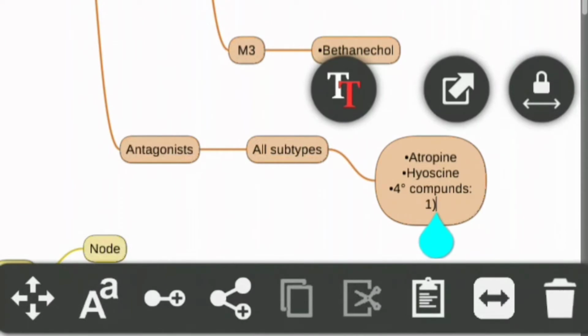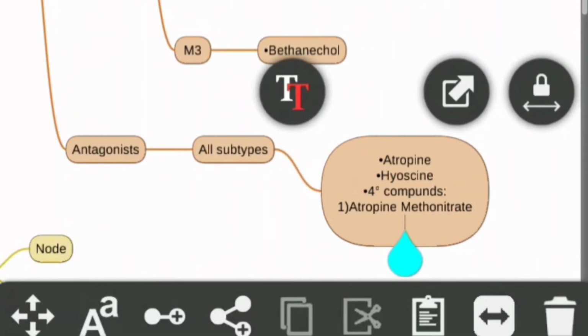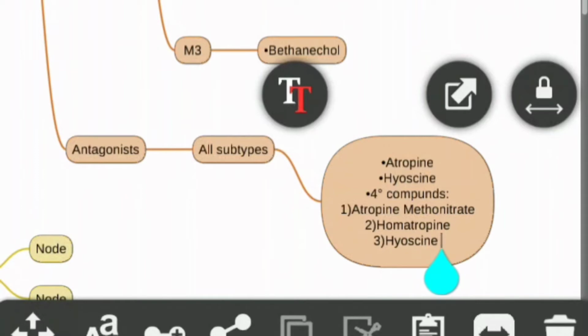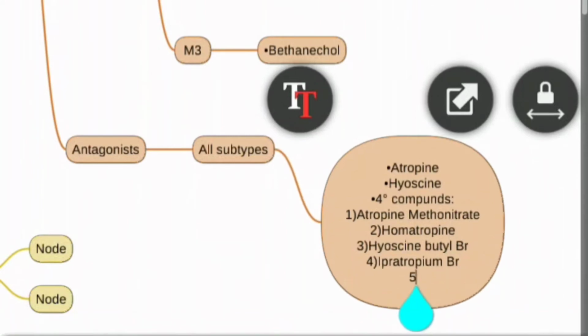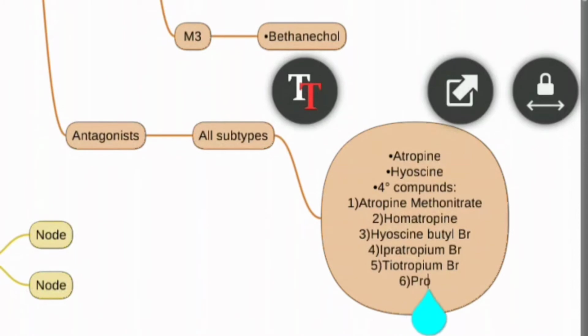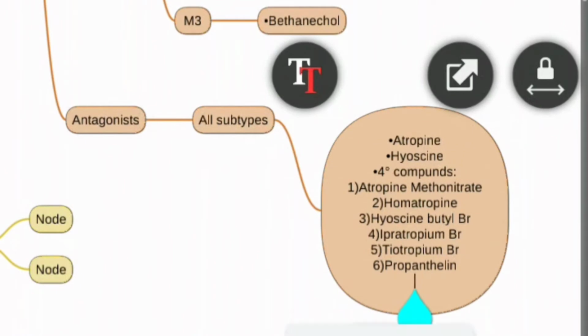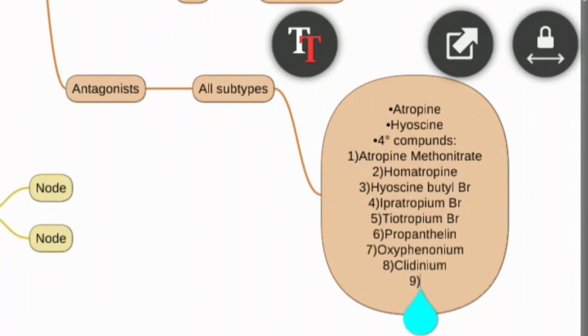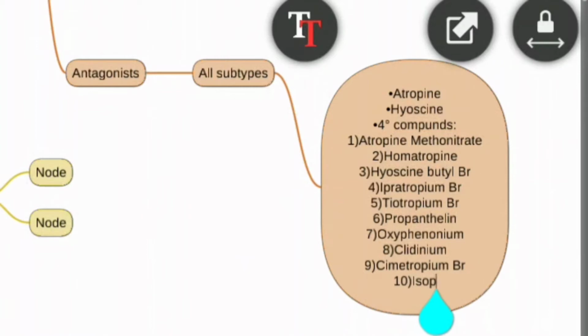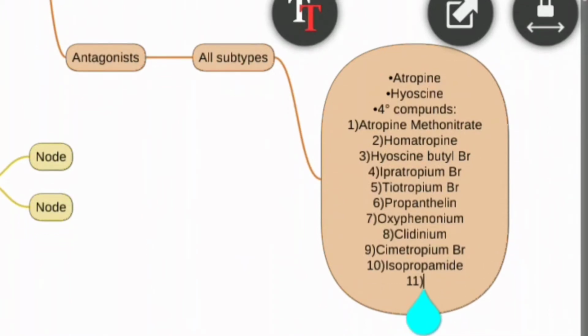first atropine methonitrate, second homatropine, third hyoscine butylbromide, fourth ipratropium, fifth tiotropium bromide, sixth propantheline, seventh oxyphenonium, eighth clidinium, ninth cimetropium bromide, 10th isopropamide, 11th glycopyrrolate.